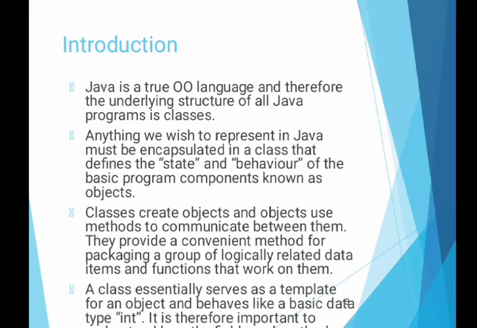So, first of all, we should know what is meant by an object-oriented programming language. The features which enhance the object-oriented programming language, like inheritance, encapsulation, polymorphism, data hiding, and data abstraction, are all included in the object-oriented concept.